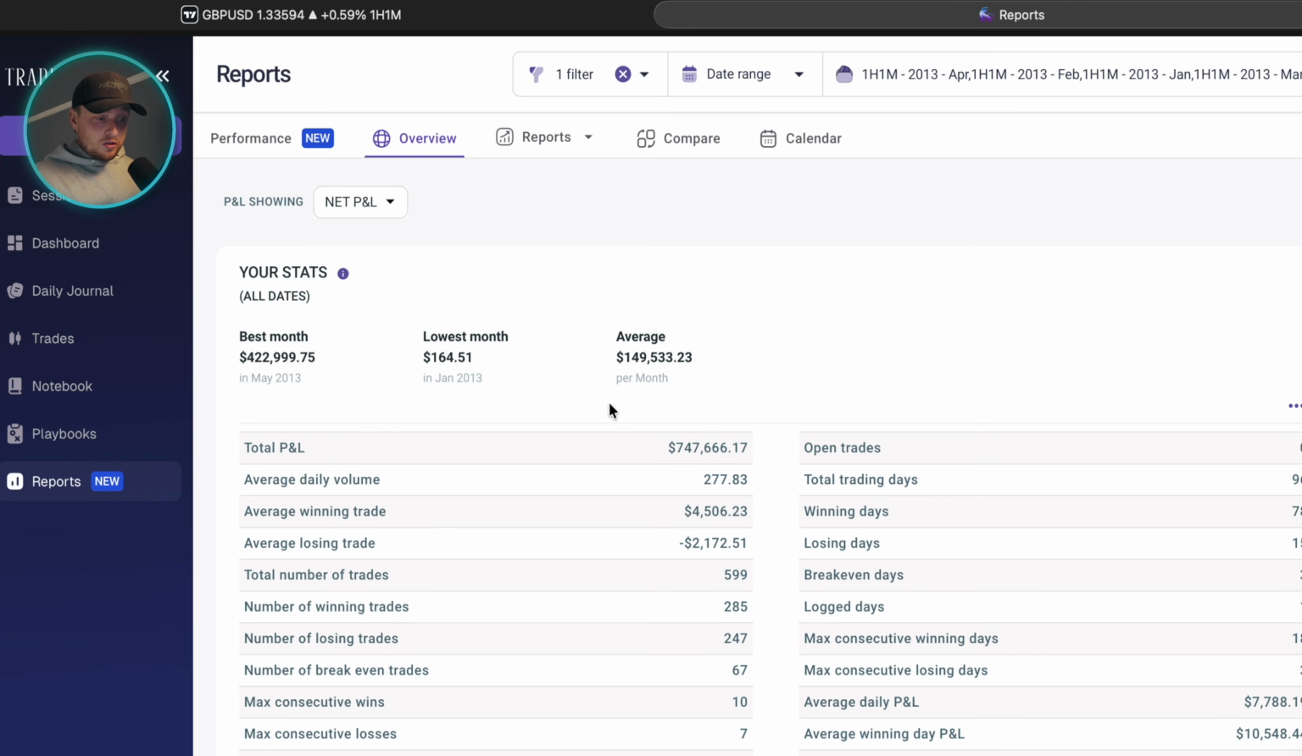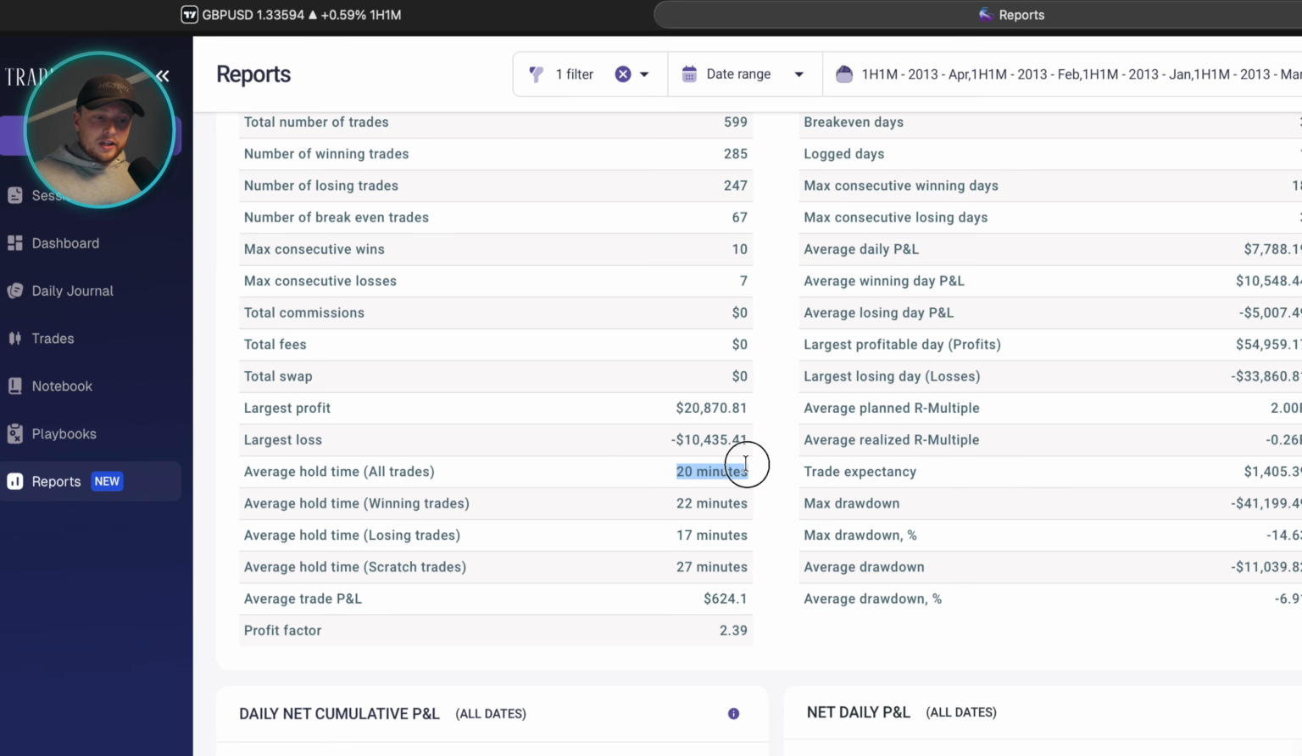So if we go into reports, we can break all of this down. We've taken 599 trades now, 285 won and 247 lost, with 67 being break even. Average hold time of the trades is just 20 minutes. So I like the fact that we are in and out of trades, because for me personally, I have tried swing trading as well. And I just find that I'm more likely to get my emotions involved in swing trading, believe it or not. You'd think that when you're scalping and things are a lot quicker, that you're more likely to do stupid stuff, but not necessarily for me.